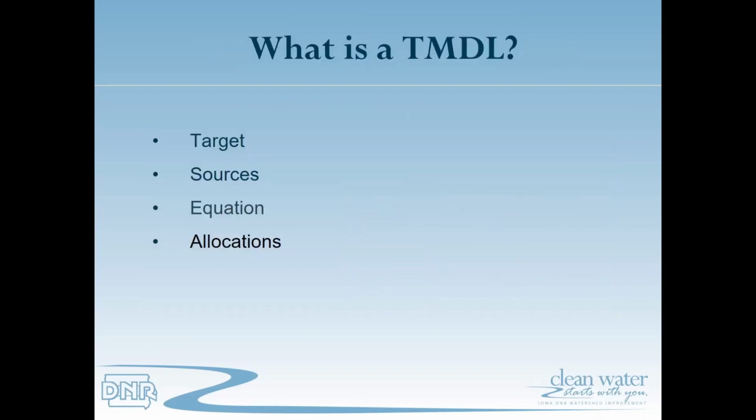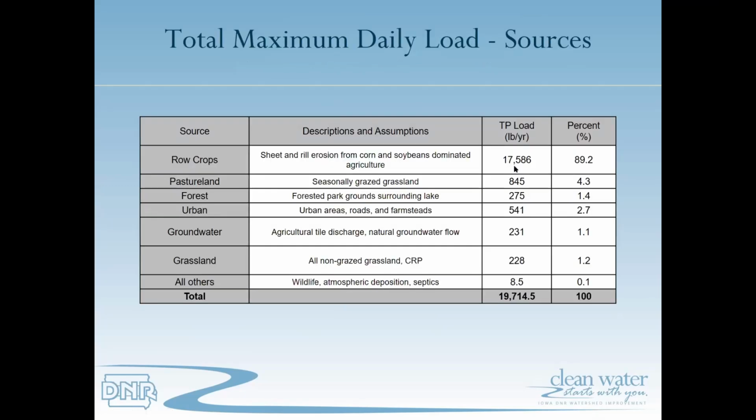So back to what we talked about for TMDL, we have our target phosphorus, we have our sources, we have our equation now for the TMDL. And in order to be useful, let's talk about different allocations or where some of that might be coming from. We have our chart here pulled directly from our document. Don't get hung up on these numbers. The main thing right here is we see row crops being nearly 90% of the phosphorus export to Bob White Lake.